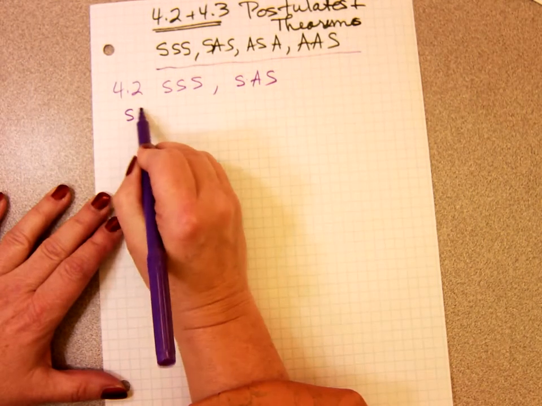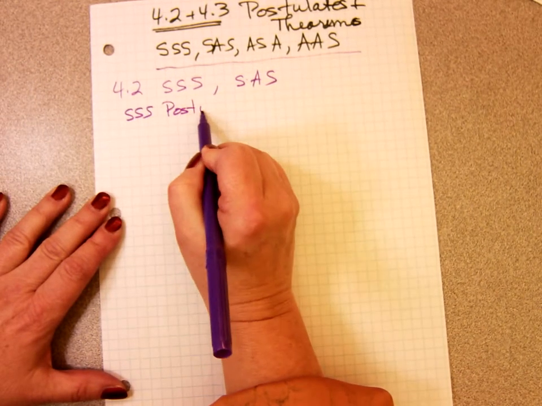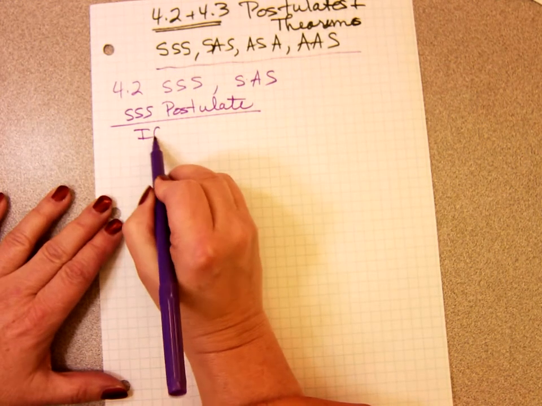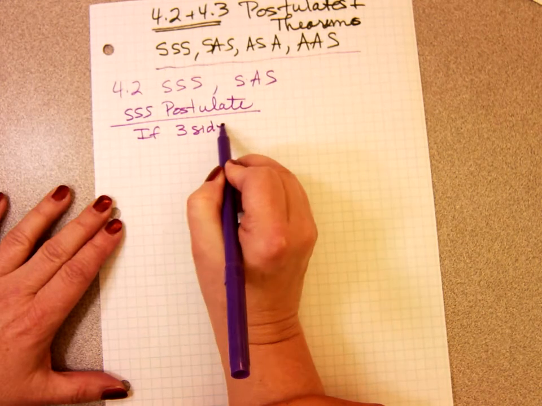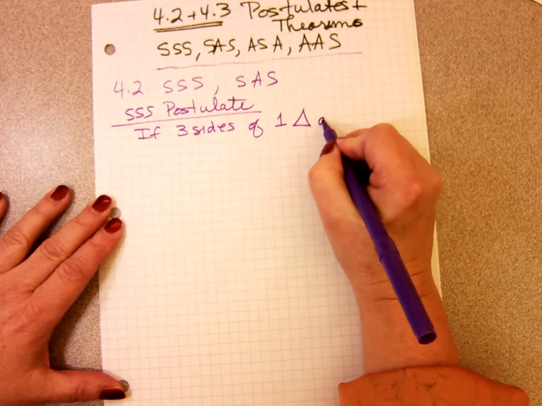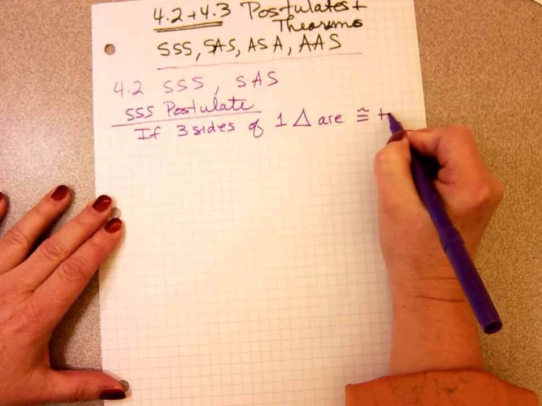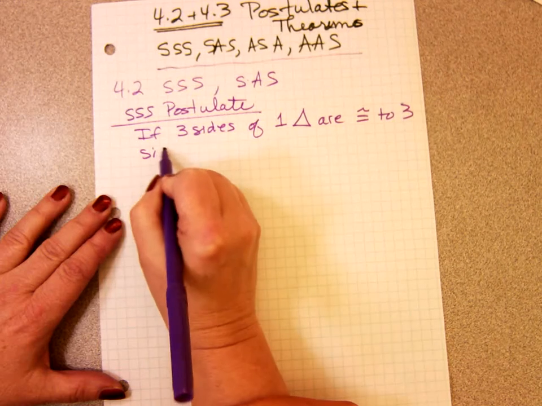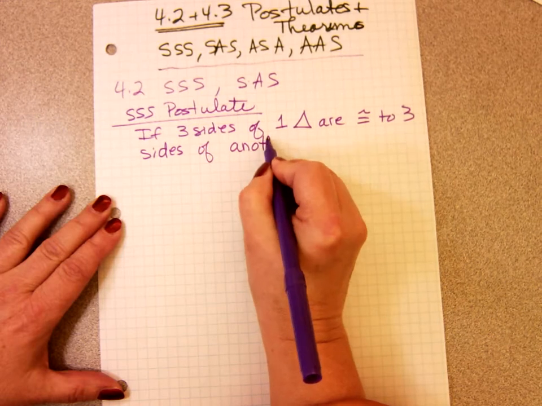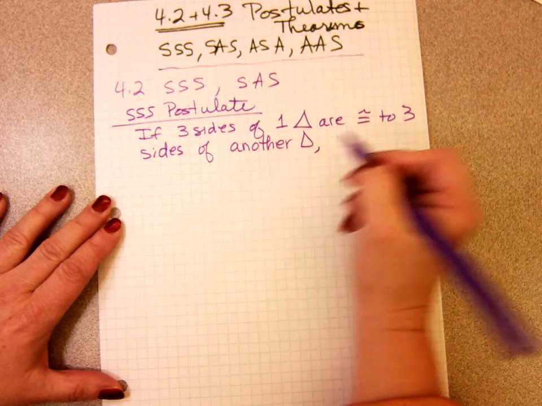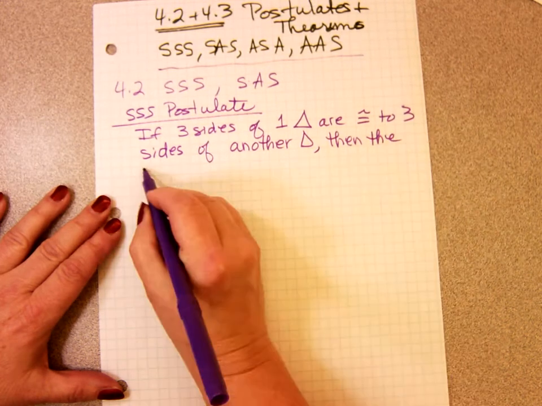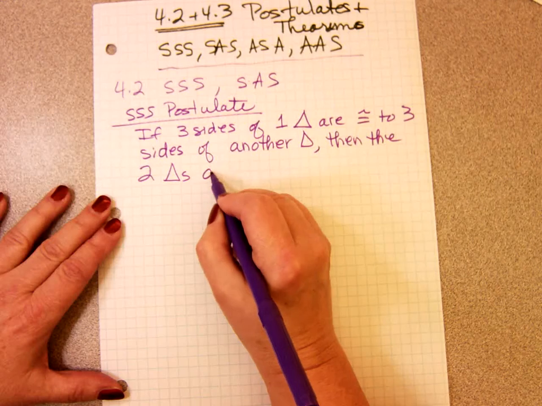So, the first one, the side, side, side postulate, states that if three sides of one triangle are congruent to three sides of another triangle, then the two triangles are congruent.